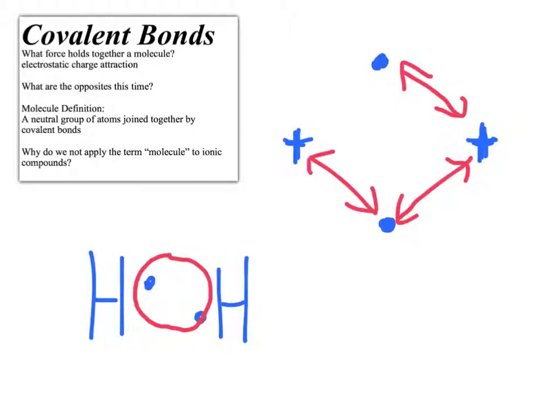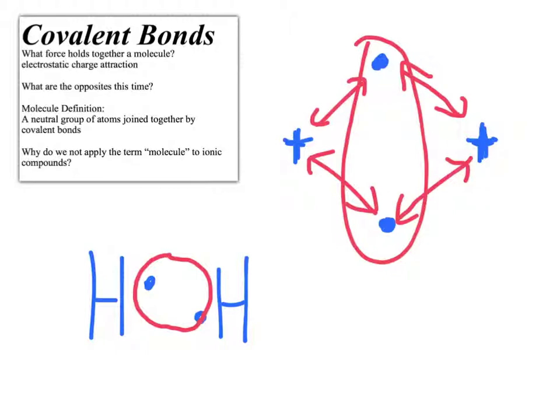So the specific plus and minus, once again, is between the nucleus of those neutral atoms and the shared pair of electrons. Opposites attract. One more time, and it's important to realize this. The covalent bond, the electrostatic charge attraction, is between the nucleus and the shared pair of electrons.